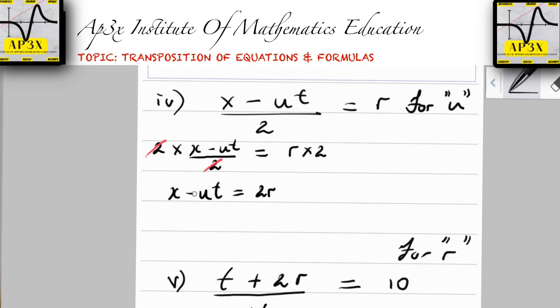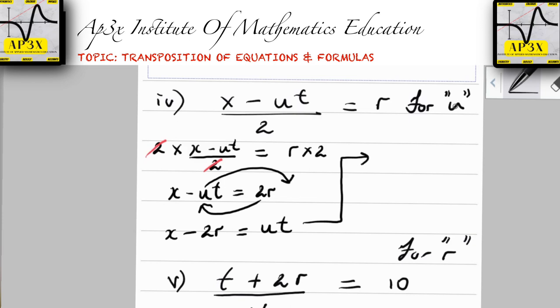U is negative, so right away I know that I'm not going to carry over that X. I'm going to carry over my UT to this side and bring over the 2R to that side because I want to keep my subject positive. So I'm going to end up with X take away 2R, and that's going to be equal to positive UT. Makes it way easier for me.